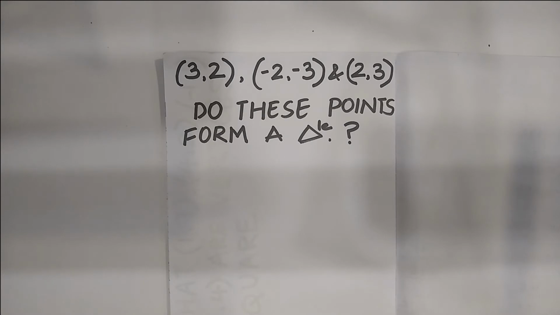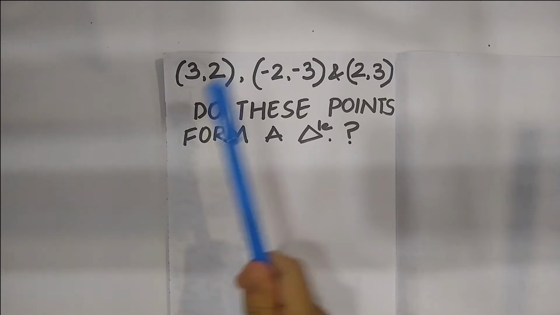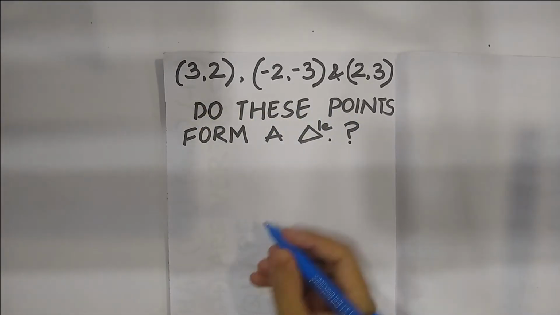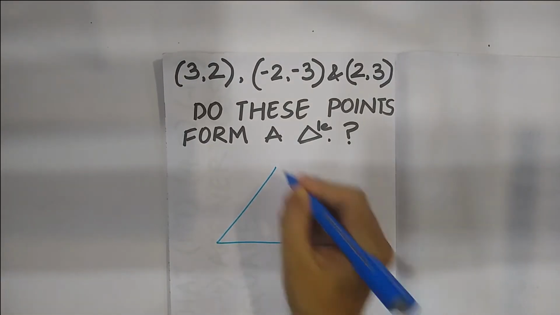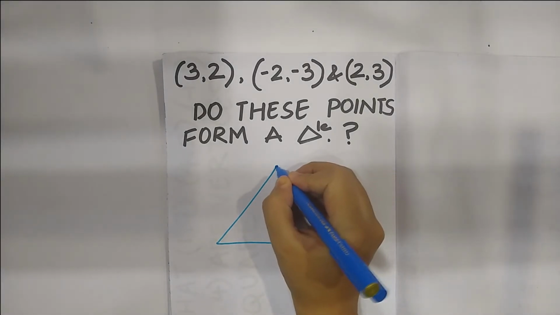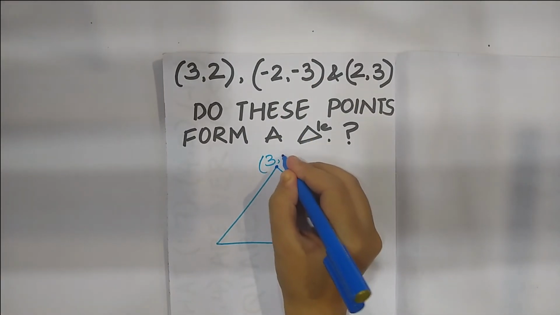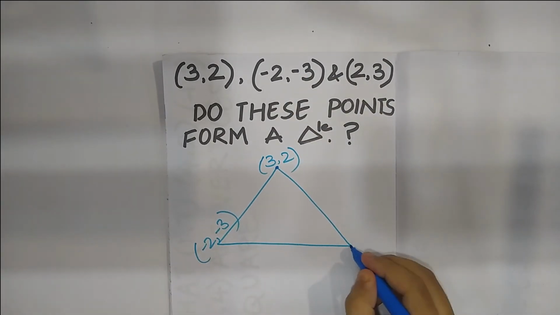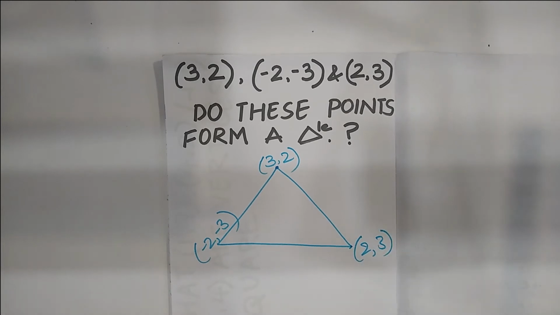So here we get back to the question. Three coordinates given. They're asking us if these points form a triangle. So we already talked about the property of the triangle. So let us place these three vertices on the triangle. So this is my triangle. This point can be 3, 2. This can be -2, -3. This point can be 2, 3. I've just chosen it randomly.